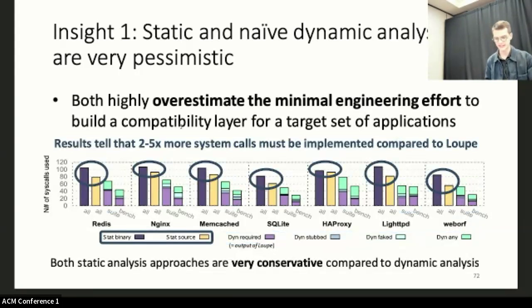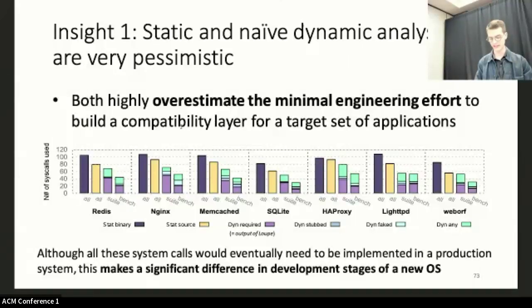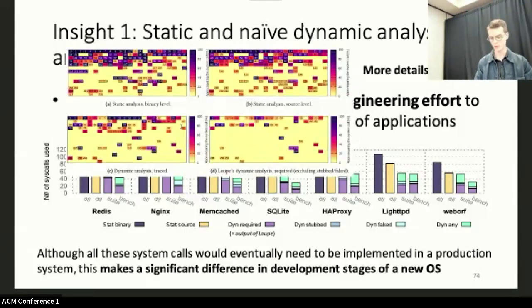Compared to dynamic analysis, static analysis is very conservative, reporting that 2 to 5 times more system calls must be implemented compared to Loupe. Although all would eventually need to be implemented in a production-ready system, this makes a big difference in the development stages. We discuss this in greater detail in the paper.